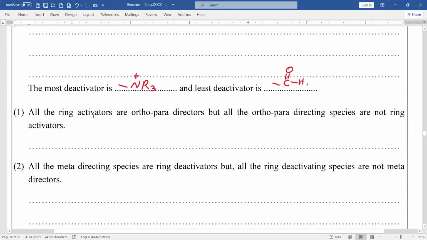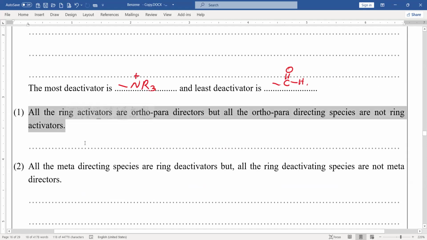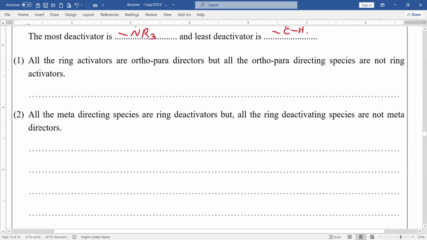Here, all the ring activators are ortho para directors, but all the ortho para directing species are not ring activators. The exception is the halogen. All the meta-directing species are ring deactivators, but all the ring deactivating species are not meta directors. Again, the exception is the halogen attached to the benzene ring. The compounds which have the halogen attached to the benzene ring may be like that.